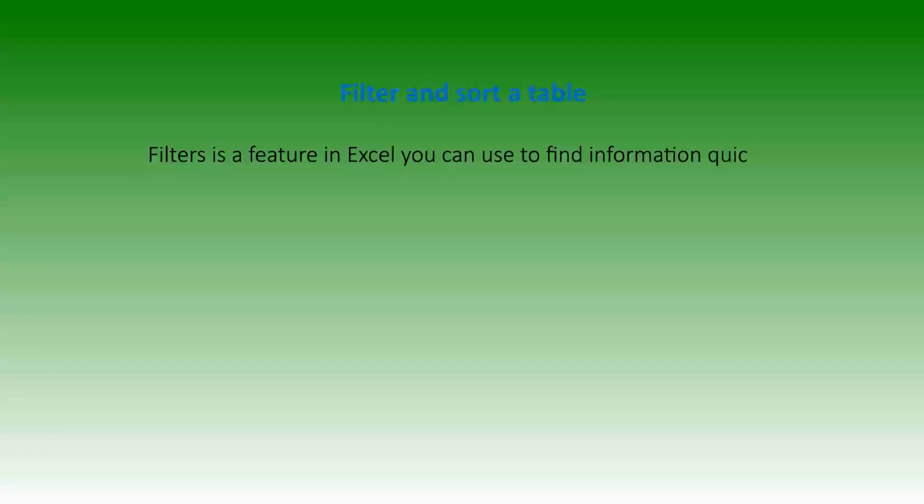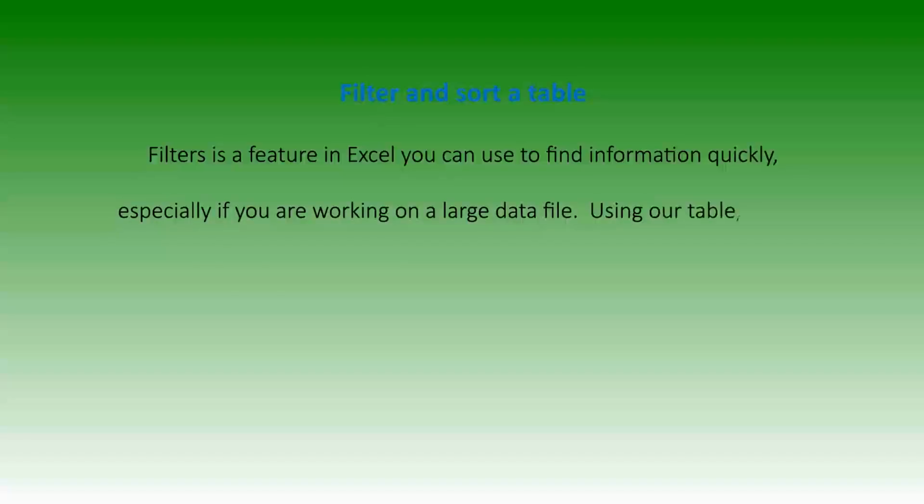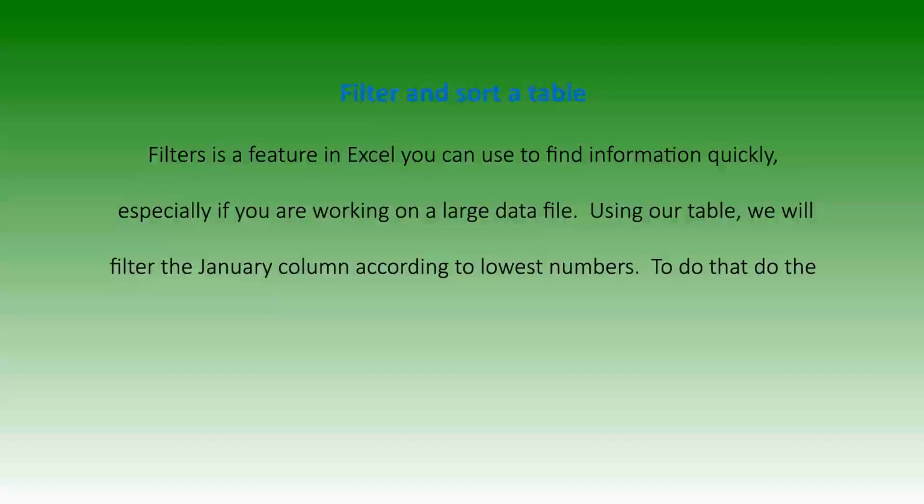Filter and sort a table. Filter is a very helpful feature in Excel that you can use to find information quickly, especially if you're working on a large data file. Using our table, we will filter the January column according to the lowest numbers. To do this, use the following steps.